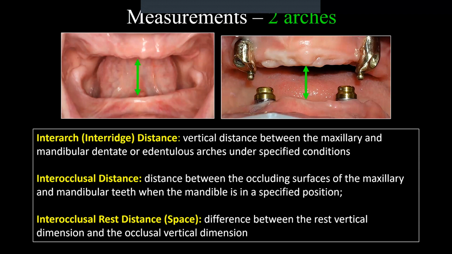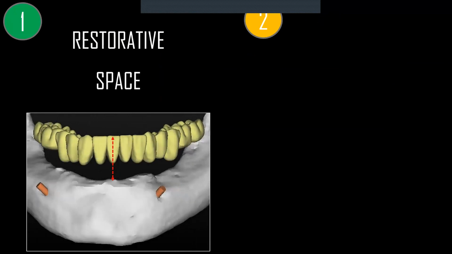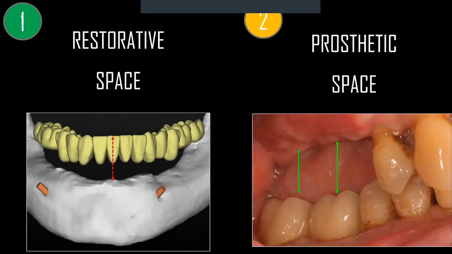Then we have a rest position that we do take into account when we're dealing with vertical dimension or ensuring that we have adequate interocclusal space. And then for the single arches, we have the restorative volume, crown height space, and prosthetic space here. The two that we're going to focus on are the restorative space and the prosthetic space. These are the two terms that we're going to cover for the rest of the webinar here. And we have classification based on how each of these is going to differ here.